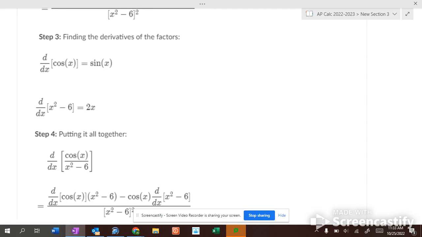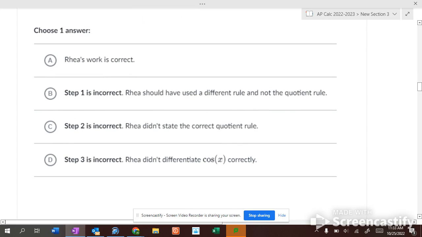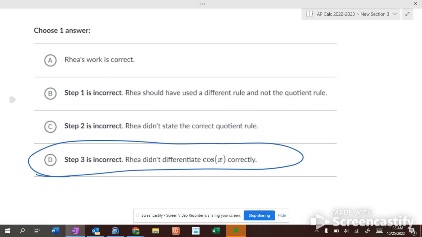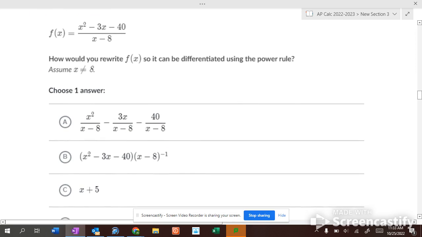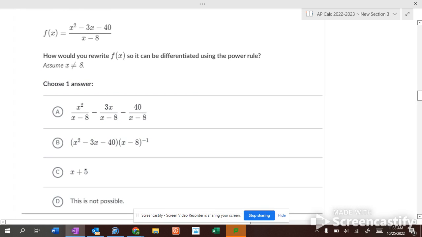So find the derivatives. What's the first derivative of cosine? The negative sine. She must have made a mistake right there. So step 3, she didn't differentiate cosine correctly. Okay? Some of them will be correct, but you've got to pick out where they made the mistake. Then you'll have a section of how would you do this a different way?